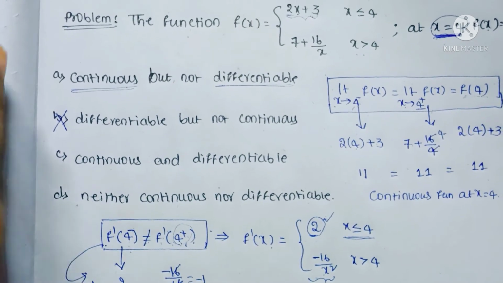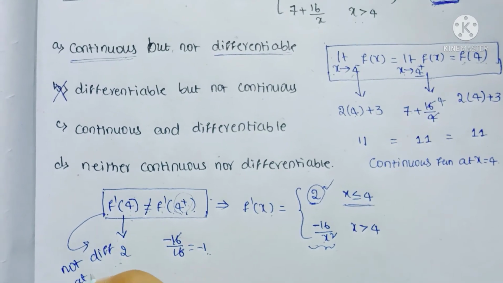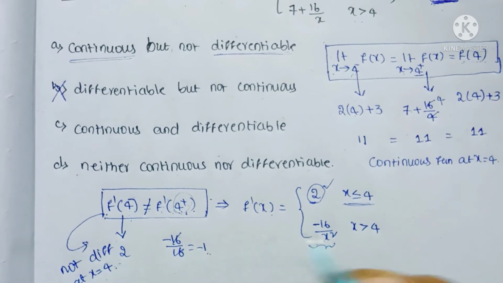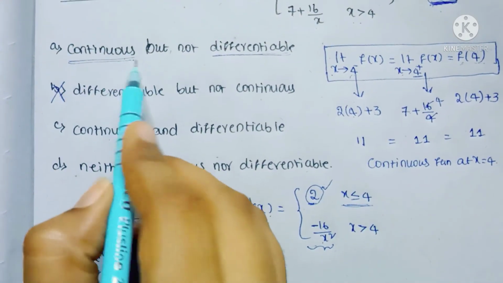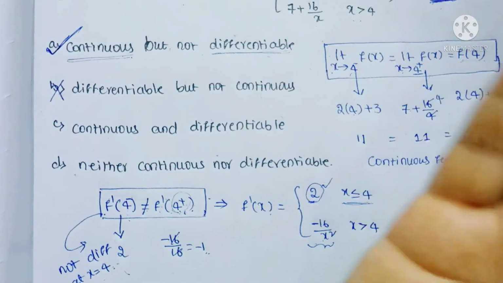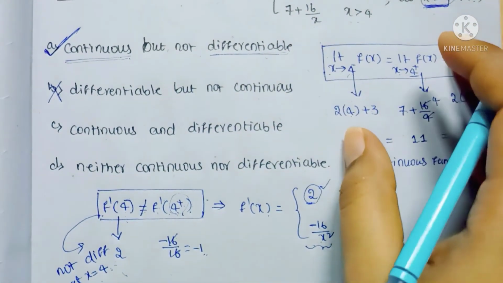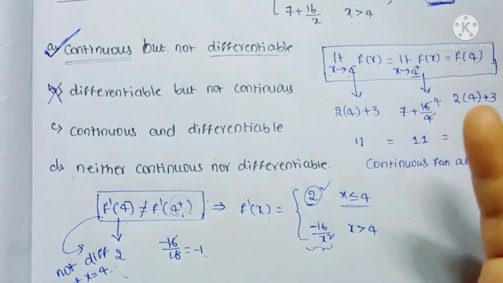Not differentiable at x equal to 4. So it is continuous but not differentiable. If you see the options, continuous but not differentiable, this condition is satisfied. This way we have to find, for any given function, whether it is continuous or discontinuous.